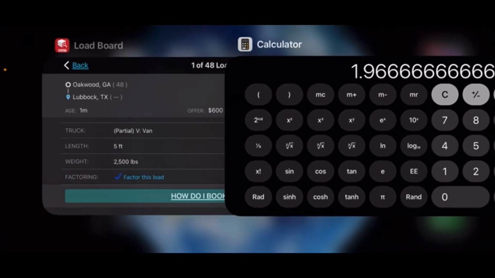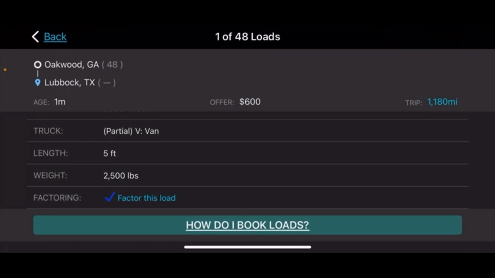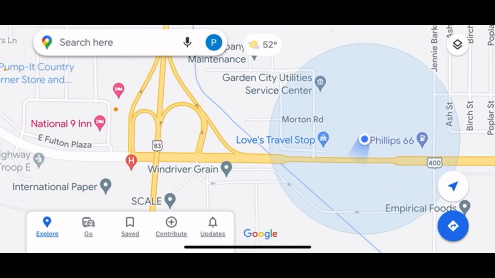Okay, so now we'll consider, like I say, we typed in Atlanta, Georgia. That's where I'm at. I'm in Atlanta, Georgia. So on this next part, we'll figure out how much deadhead we'll have to do to get to this.